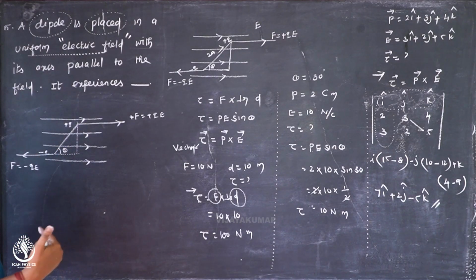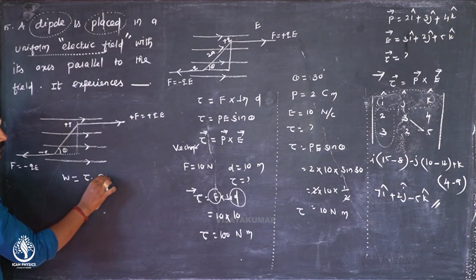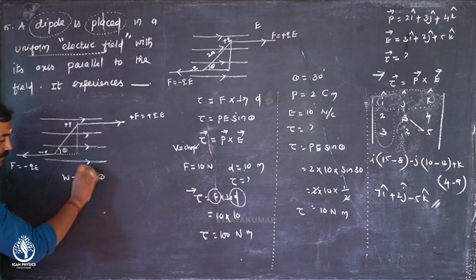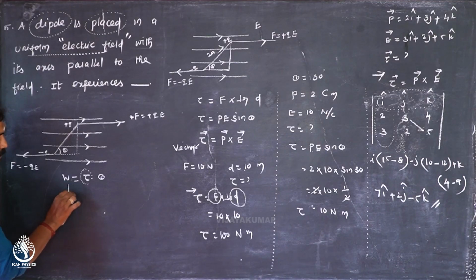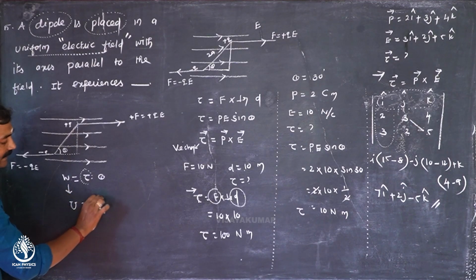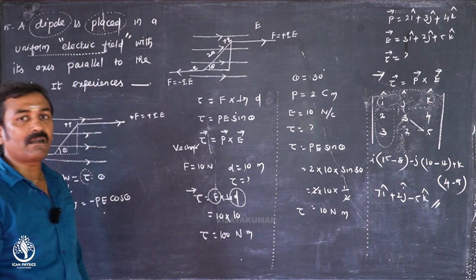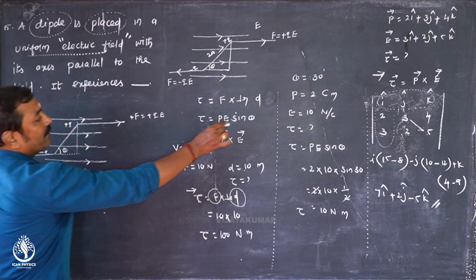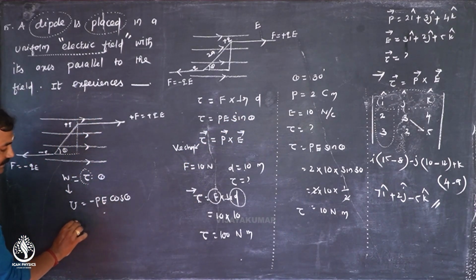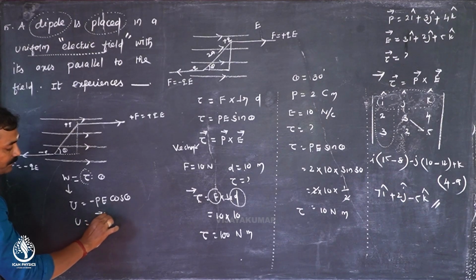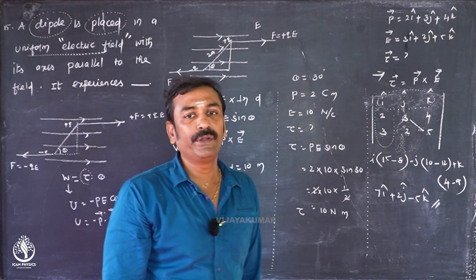When it rotates, it does some work. Here, work equals tau into theta. Substituting the value of tau, PE sin theta, we finally get the work done, which is saved as potential energy, equal to minus PE cos theta. With sine, we go for the cross product of two vectors; with cosine, we go for the dot product of two vectors. Do you get it now? Do you have any doubts?